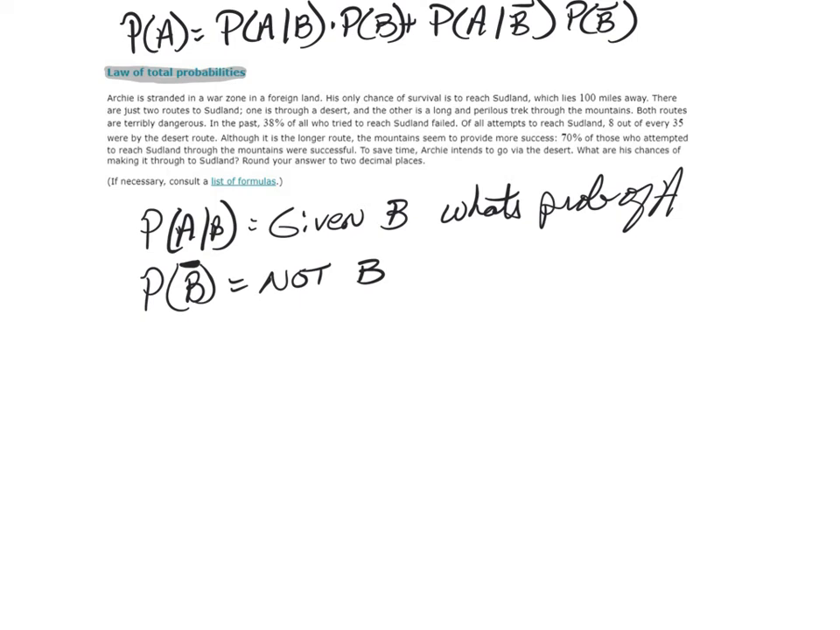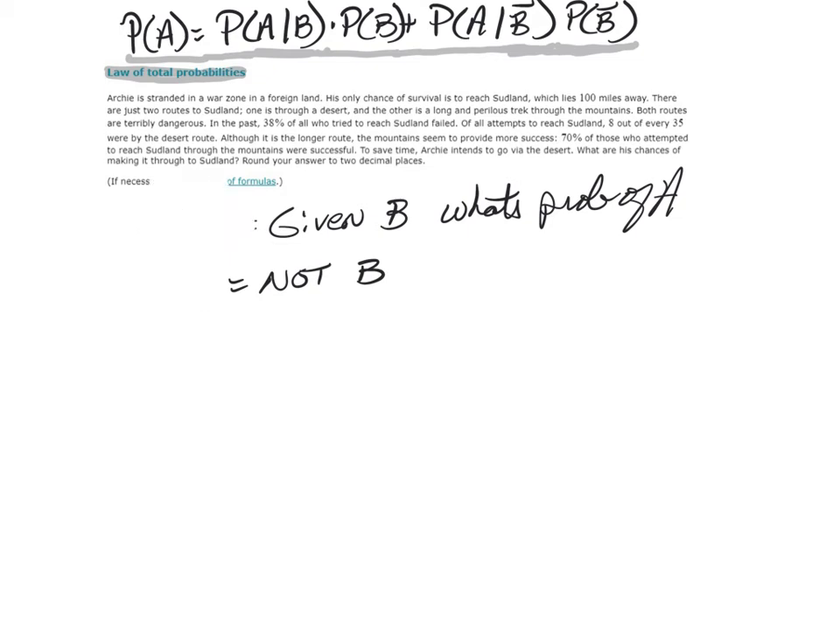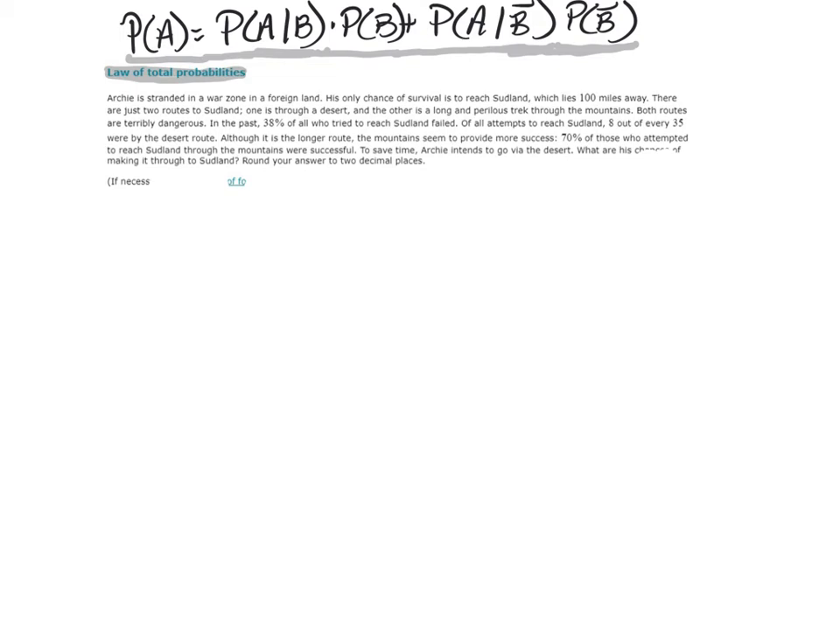Okay, so if I were reading this whole law of total probabilities up here, probability of A is equal to the probability of A given that B happens times the probability of B plus the probability of A given B doesn't happen times the probability of B not happening. All right, so the way that I learned how to do these was reading the problem, writing everything I could down in terms of a probability statement, and then going from there.